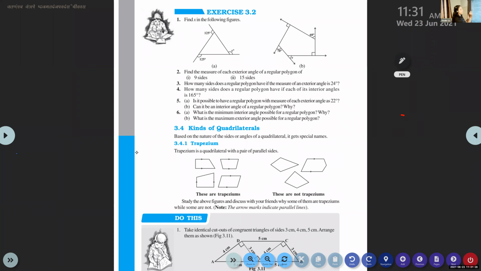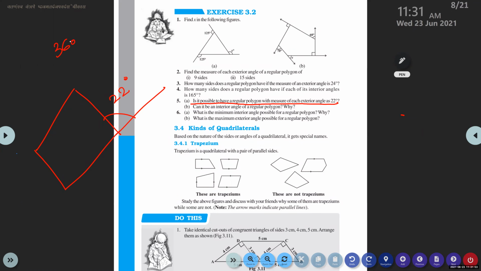I will explain, children. First question: is it possible to have a regular polygon with the measure of each exterior angle 22? It is asking like this. Exterior angle is 22, is such a polygon possible or not? Not possible, because we cannot divide 360 by 22 properly, we will get a decimal number.